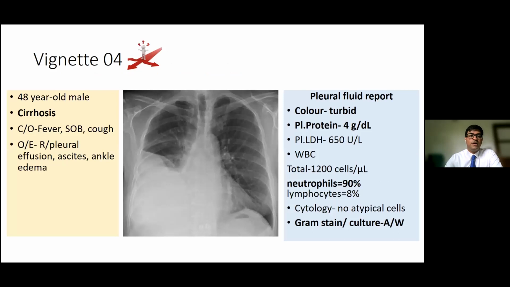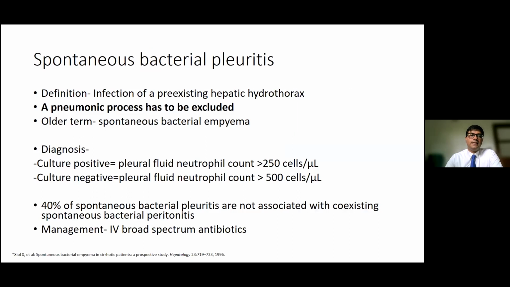Case number 4 is a 48-year-old male with cirrhosis presenting with fever, shortness of breath, and cough. There is a right pleural effusion. Pleural fluid color is turbid, and it is an exudative pleural effusion with neutrophil predominance. Gram stain is awaited. In a patient with cirrhosis with ascites having a pleural effusion, one should ring a bell regarding hepatic hydrothorax. So, this is known as spontaneous bacterial pleuritis.